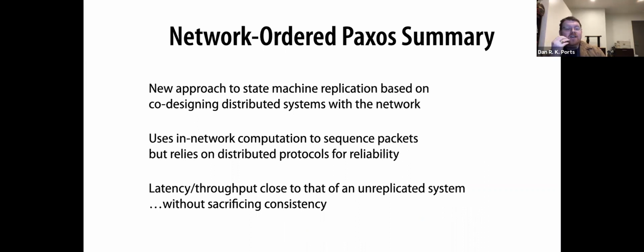So to summarize, network ordered Paxos is a new approach to state machine replication based on this co-design idea. The key here is that we're using in-network computation to build a very simple packet sequencer that lets us speed up the common case, but we leave reliability and fault tolerance to traditional distributed protocols. And we're able to get latency and throughput close to an unreplicated system, which shows that we can build a strongly consistent fault tolerant system without a performance cost.